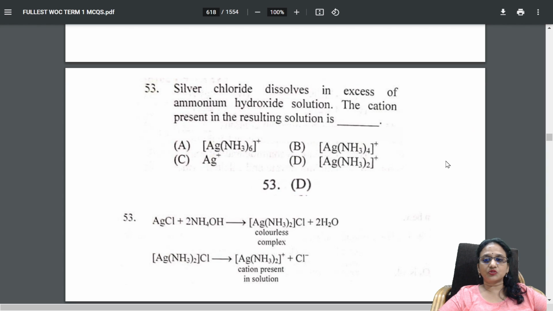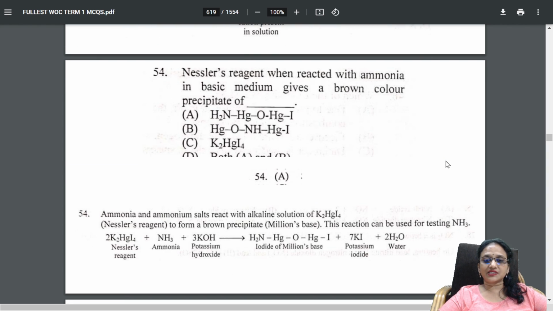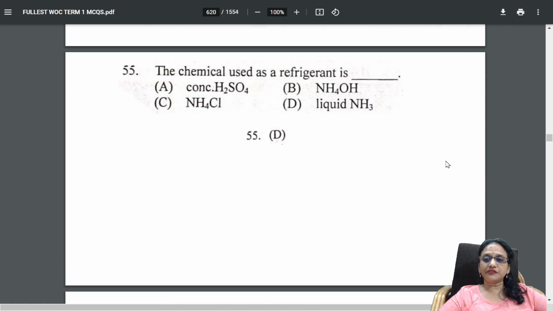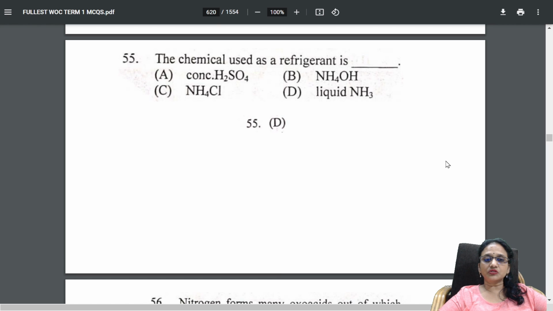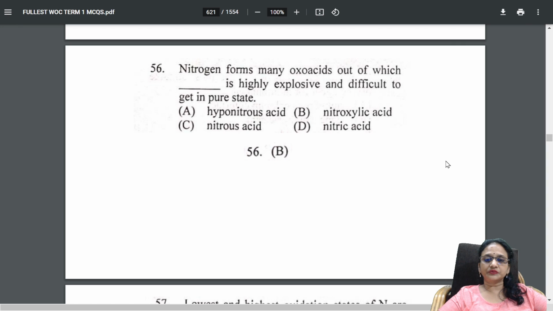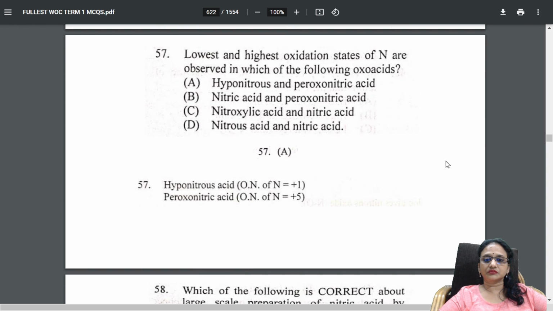Yes, this is one more concept. This is Nessler's reagent, where you have done your practical experiment identifying the presence of ammonium cation. So one more. All right, one more question.